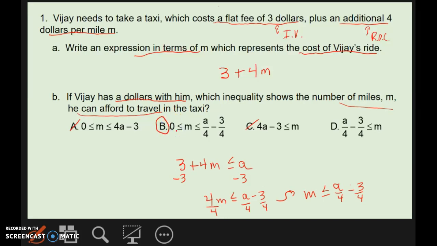It's m greater than or equal to 0. And what this is actually called is a compound inequality. We have two inequalities together as one. And m being between those two values says it's got to be between 0 and whatever that a over 4 minus 3 over 4 is going to equal based on what a equals. The reason that we have to include that 0 there is because in theory, he could travel 0 miles. And that would essentially mean that VJ gets into the car, pays the cabbie $3, and then just gets out. It's highly unlikely, but it's certainly possible.